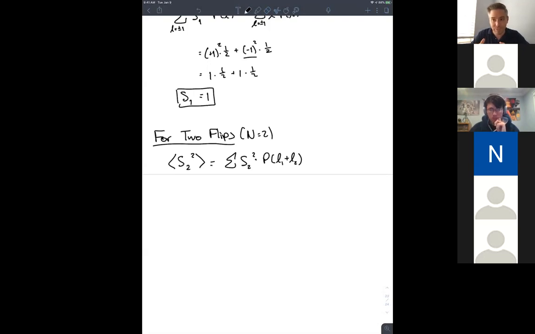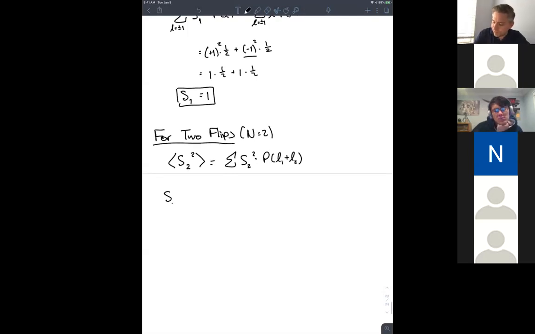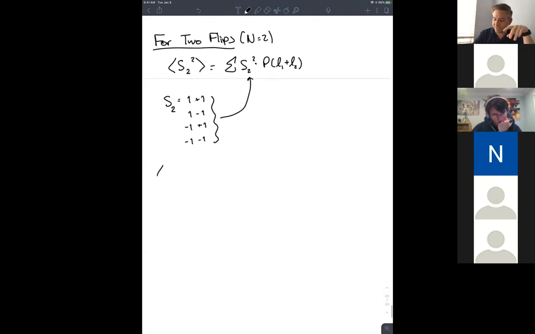Okay, so again, let's do it. So now S sub 2 can take on 4 different values, right? So there's 4 different ways you can get S sub 2. You can take 2 positive steps. You can take 1 positive step and 1 negative one. You can take 1 negative one and 1 positive one, or you can take 2 negative ones. So those are the 4 possibilities of S sub 2. So now what we have to do is take these 4 possibilities and substitute them into this sum and just sum. All right, so let's do it.